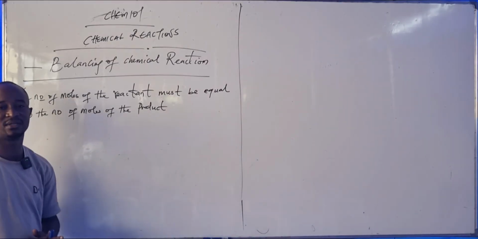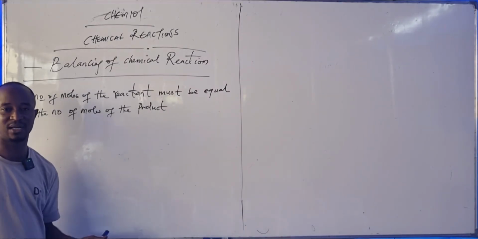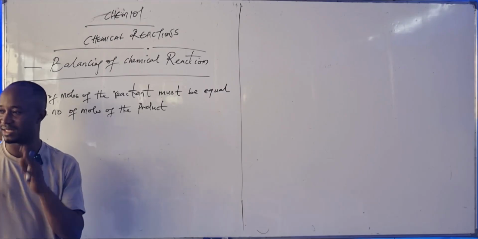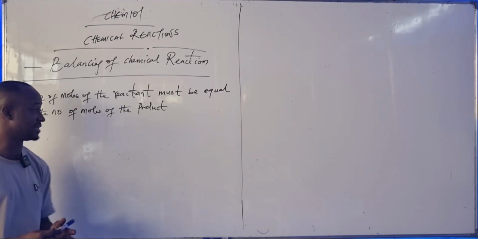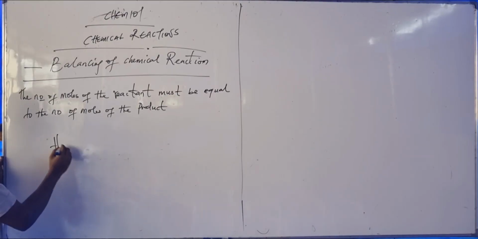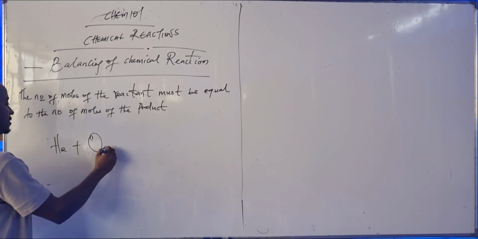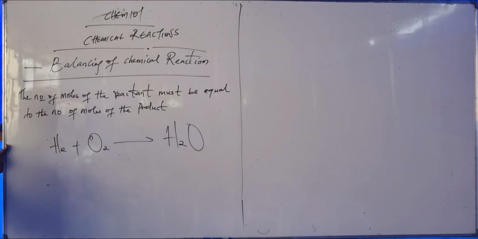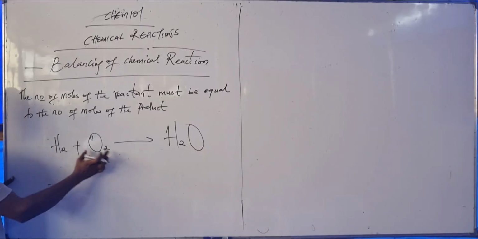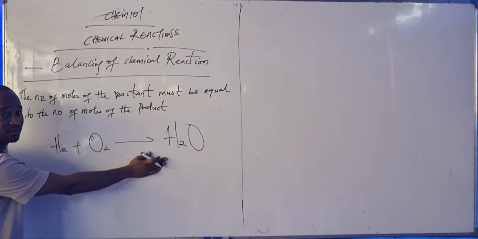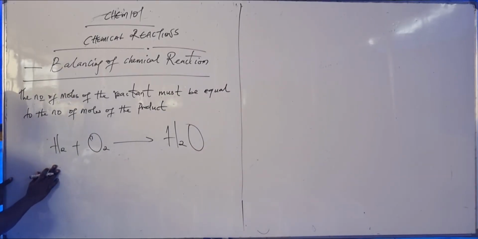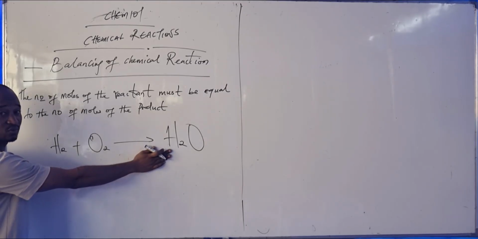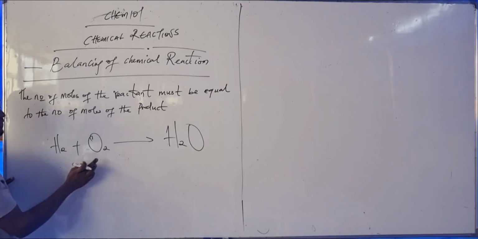If they're not the same, that means the equation is not balanced. So until they are the same, we cannot say the equations are balanced. For example, let's say I have hydrogen plus oxygen. What is the product here? Water. Whenever hydrogen combines with oxygen, the product is water. But the mole of hydrogen here is 2. What about here? It's 2. So it's balanced, right? But let's check for oxygen.